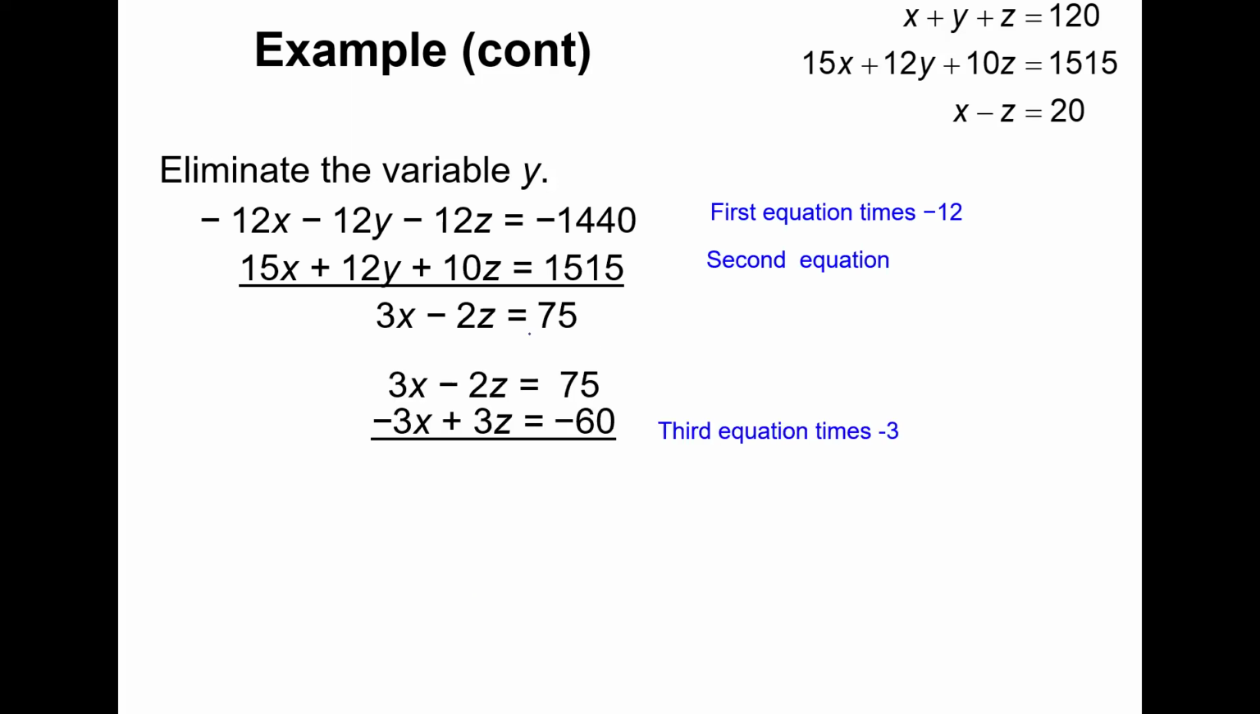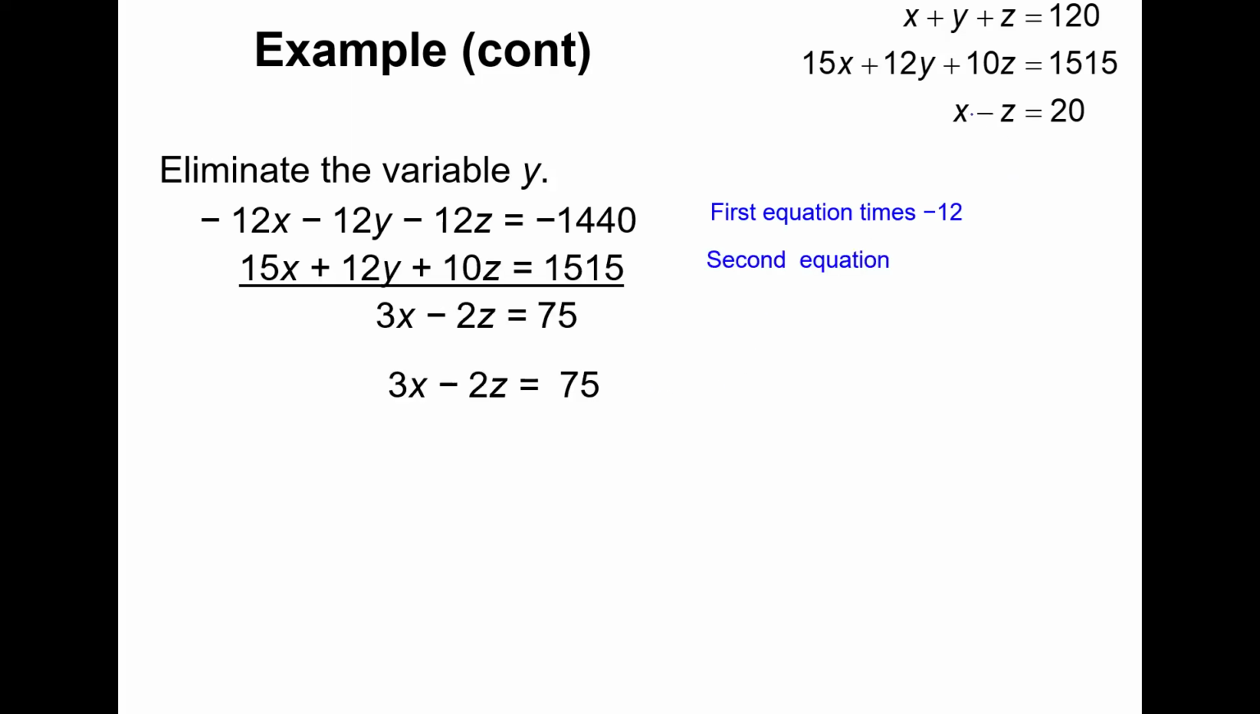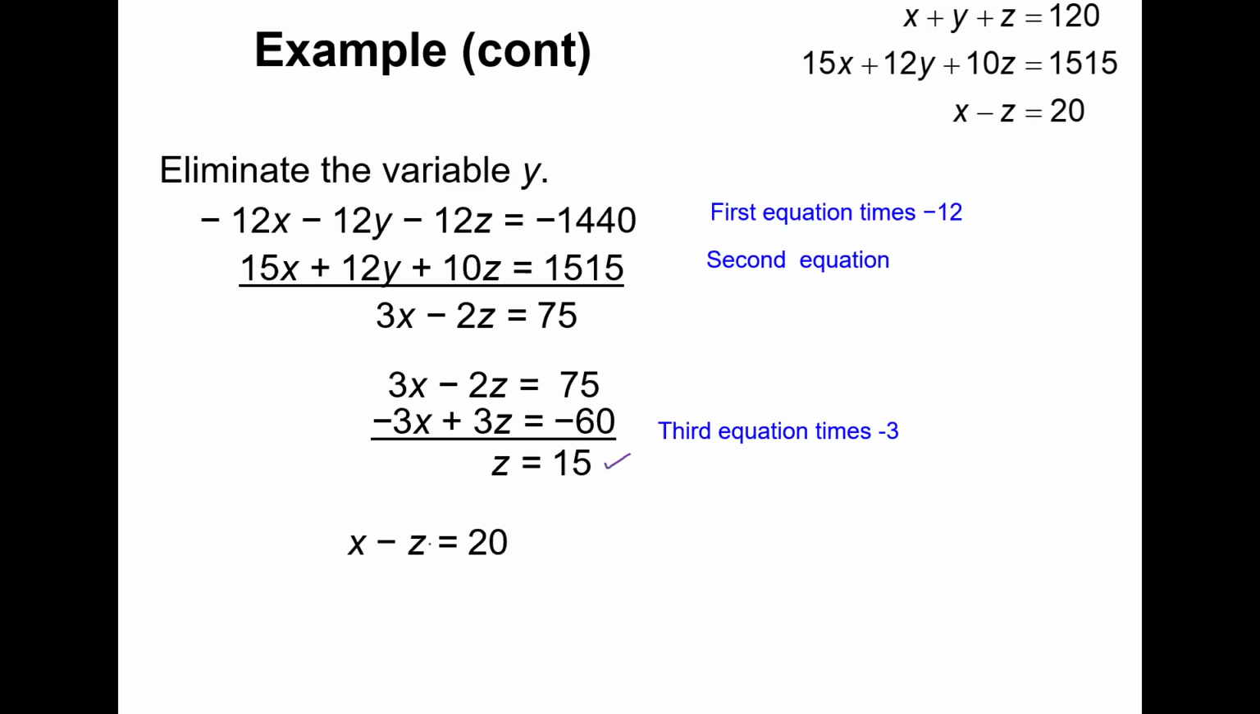Now let's go ahead and take that with our third equation, which we have up here. And so then we're going to take minus 3 times this equation. So that's going to be minus 3x plus 3z equals minus 60. Eliminate those, so z is equal to 15. So we've got our z value. Now we know x minus z is 20, so if we plug in 15 here and add that there, we get x is 35.